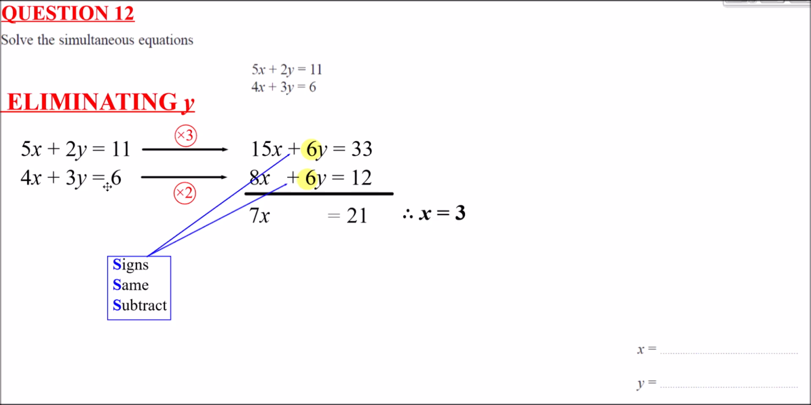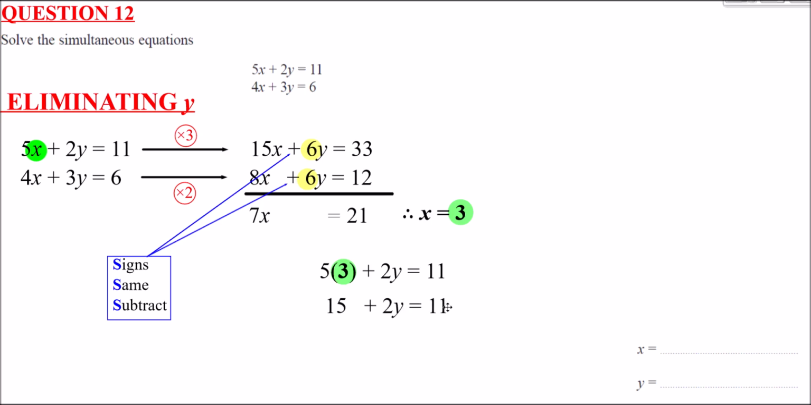Now we know that x is 3, we can substitute this value of x back into one of these initial equations to work out what y would be. So if I substitute x is 3 into this first equation here, 5 times x is the same as 5 times 3. So this is the same as saying 5 times 3 plus 2y equals 11. So 5 lots of 3 is the same as 15, therefore 15 plus 2y is 11.